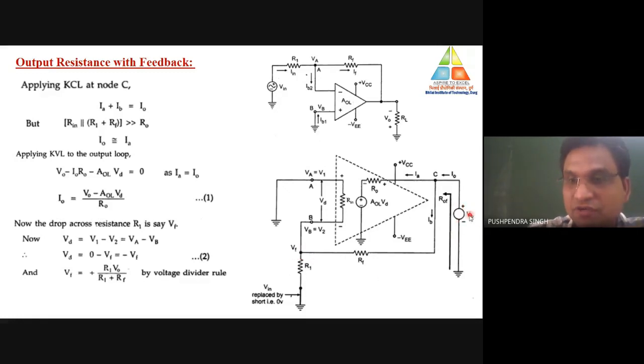So VF is V0 times the opposite side resistance R1 divided by the total resistance. This is how we can apply the potential divider. So VF is how much? V0 multiplied by the opposite side resistance R1 divided by total resistance. What is the value of total resistance here? RF plus R1. So VF is V0 into R1 divided by R1 plus RF. So that is the value of VF.